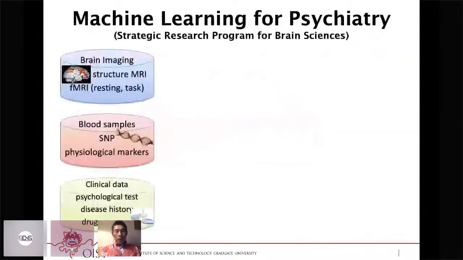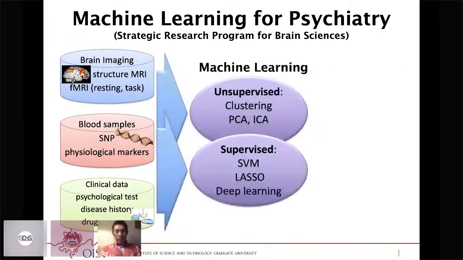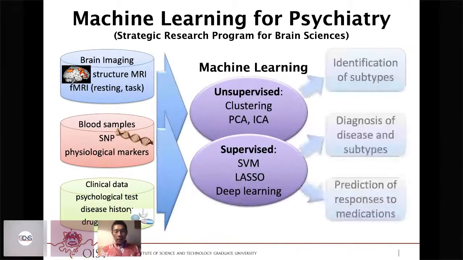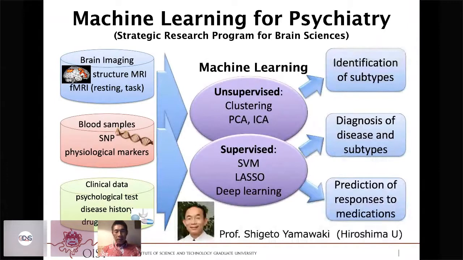For example, several years ago, we did a project applying machine learning to psychiatry under the program called the Strategic Research Program for Brain Sciences in Japan. My collaborators at the psychiatry department obtained lots of data from functional MRI and blood markers, including genotypes, and also many clinical data. And we wanted to combine this variety of data using machine learning. So you can use an unsupervised learning paradigm to identify possible subtypes of the disease, and also use a supervised learning paradigm for diagnosis and prediction of medication responses. So that was our idea.